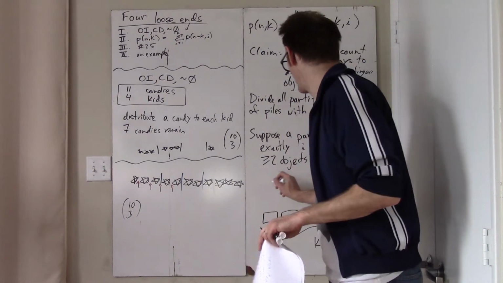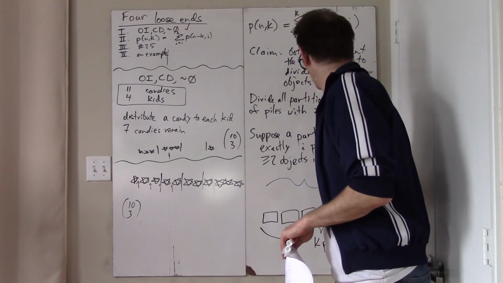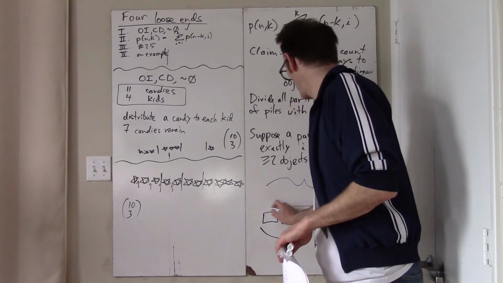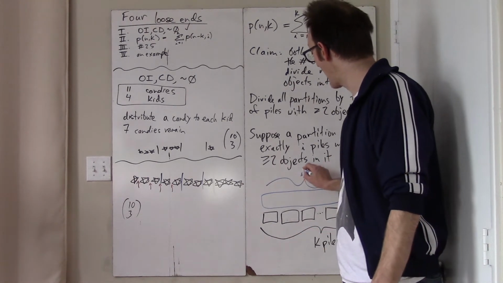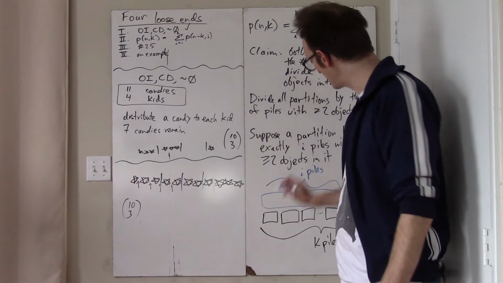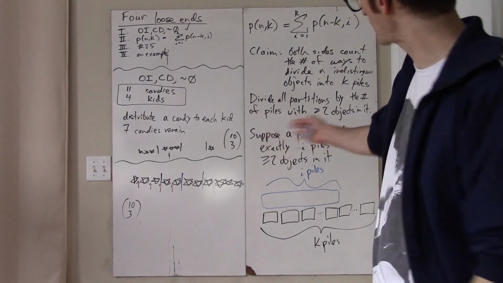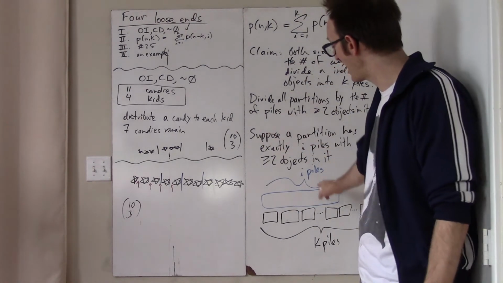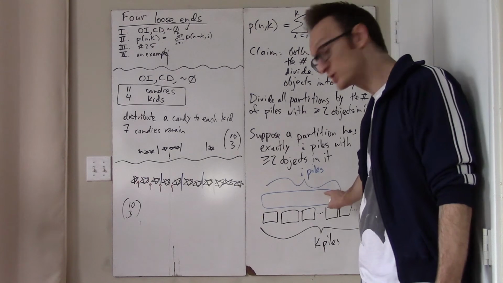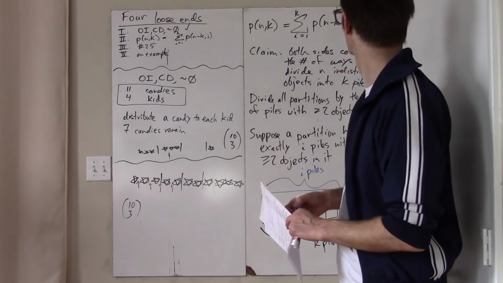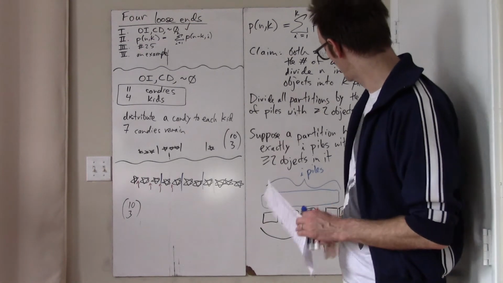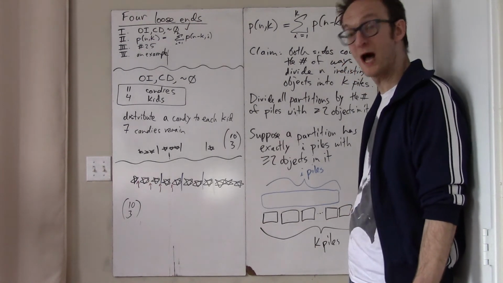So let this be i. Let this be over here in this kind of blue. Let this be the i piles. And so I'm looking at a partition in which there are k total piles, but i of the piles have 2 or more objects in them, and so the rest of these piles have just 1 object in them.